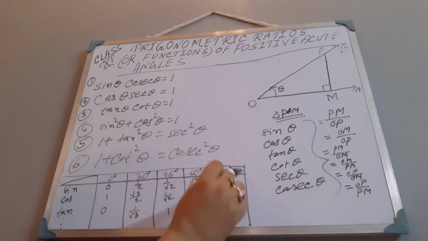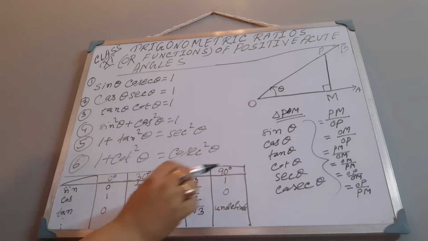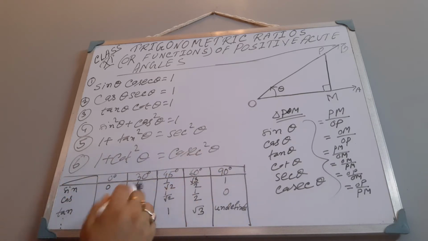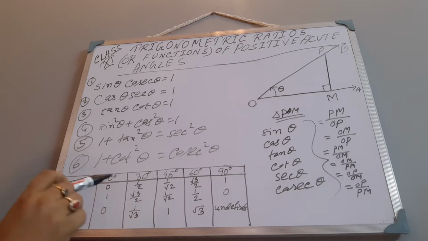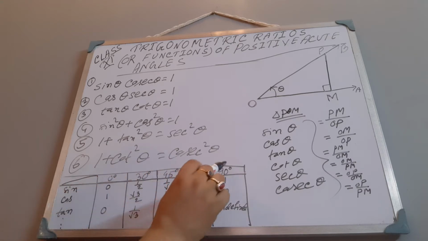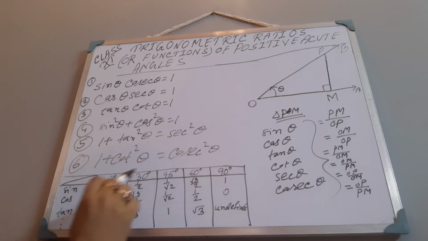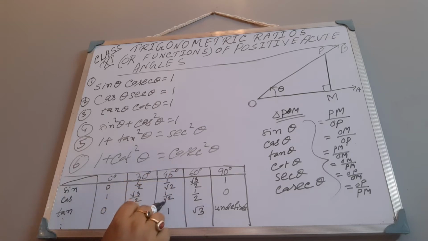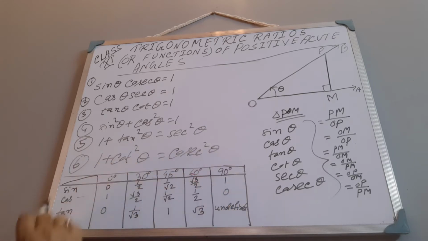And these are the values we also know, from 0 degree to 90 degree. We have done this chart already in the previous class. Sin 0 degree 0, sin 30 half, sin 45 1 by root 2, sin 60 root 3 by 2, sin 90 1. Cos 0 1, cos 30 root 3 by 2, cos 45 degree 1 by root 2, cos 60 half, cos 90 0. Tan 0 0, tan 30 1 by root 3, tan 45 1, tan 60 degree root 3, tan 90 degree undefined.